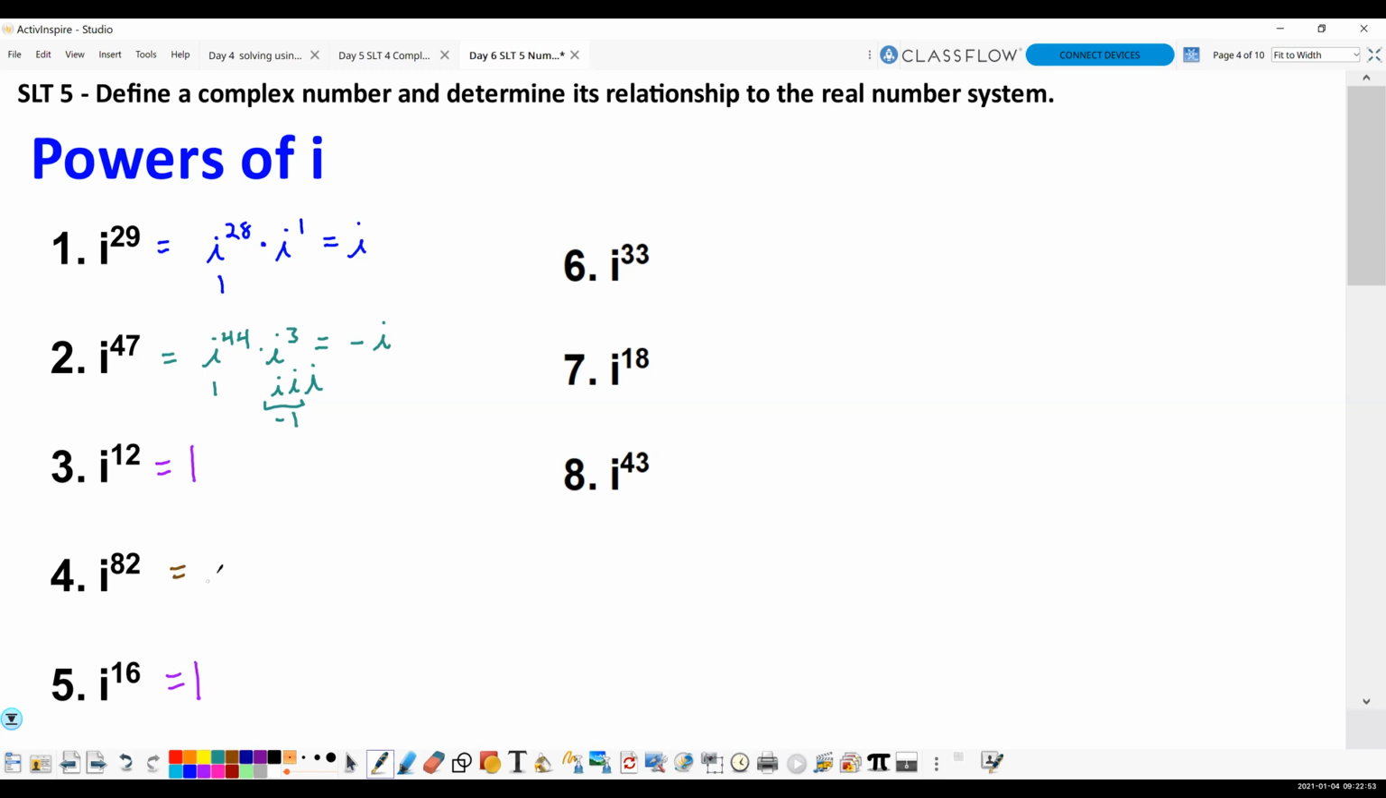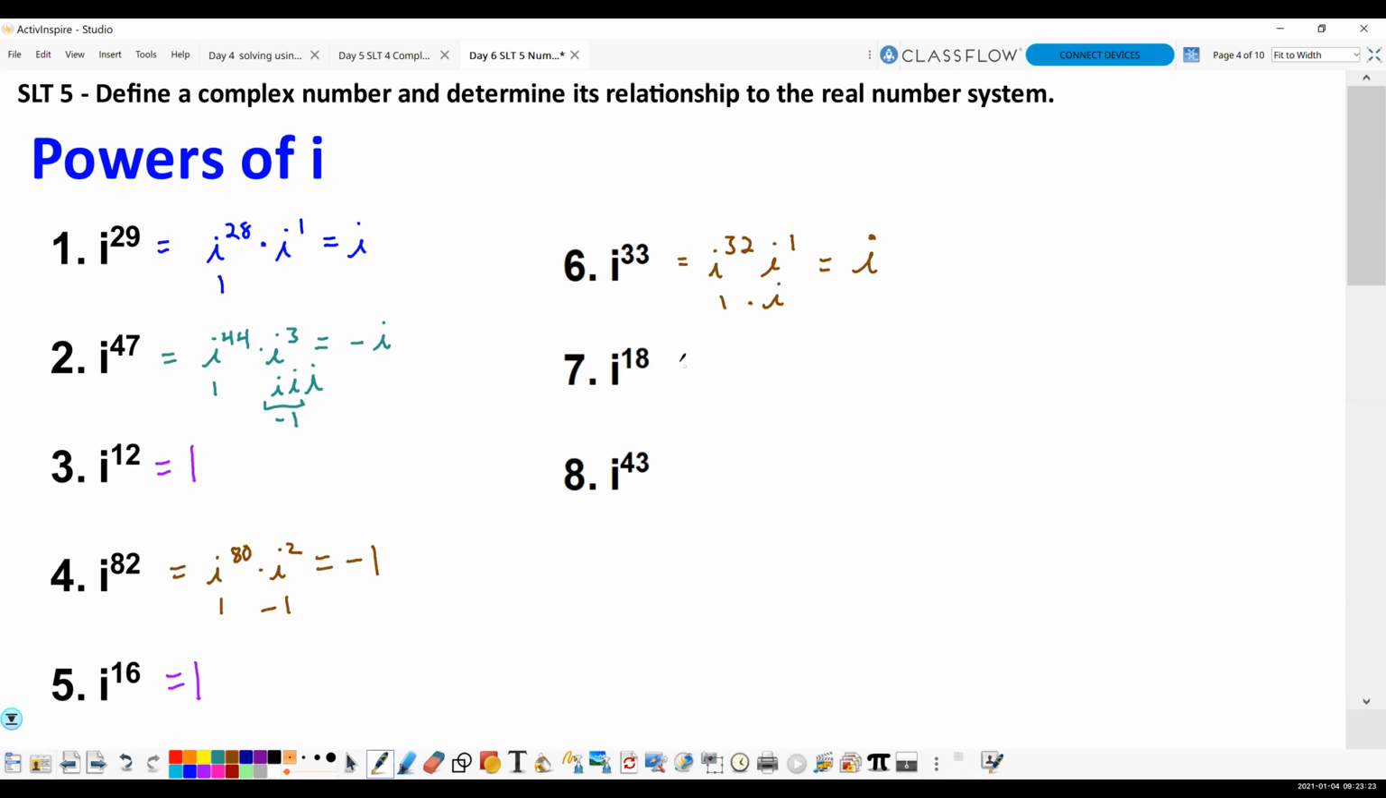82, 80 is our multiple. So I'm going to start with i to the 80th times i squared. i to the 80th is 1. i squared is -1. 1 times -1 is -1. Number 6, i to the 33rd power. My multiple of 4 is going to be 32. And 1 left over. So 1 times i is just i.